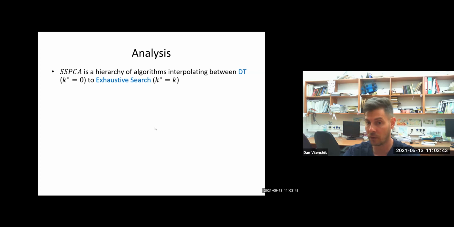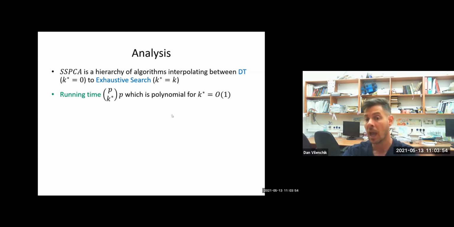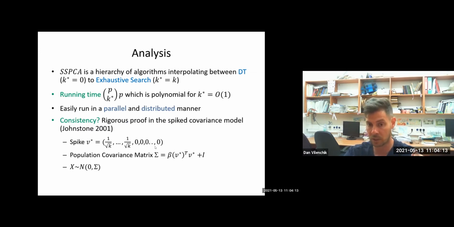So you have a family of algorithms with increasing computational effort. The running time scales exponentially with k star. So you have a hierarchy of algorithms, which you can calibrate according to the SNR. And you're in the polynomial time regime when k star is constant, but super polynomial as you increase it. And when we ran this algorithm in simulation, of course, it's very easy to parallelize and to run in a distributed manner.